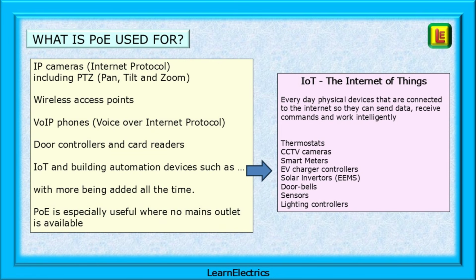Some examples of what we might use PoE for are shown in the yellow box on this slide. We've expanded the entry for IoT, or Internet of Things, as shown in the lavender box. These are just a few examples. The list will be almost endless as more uses and applications are added on a regular and ever-increasing basis.